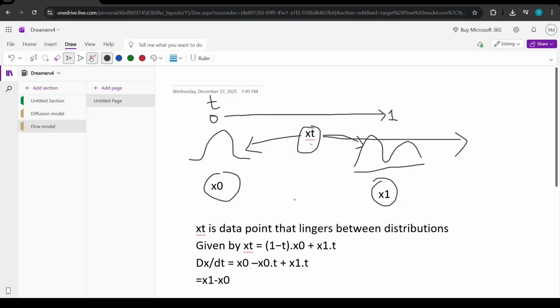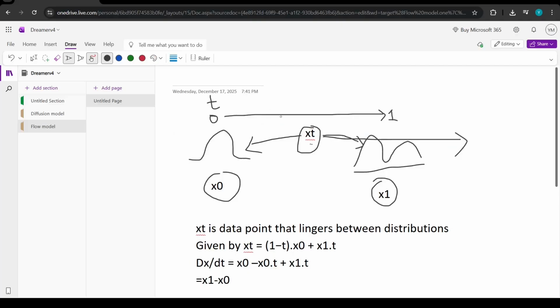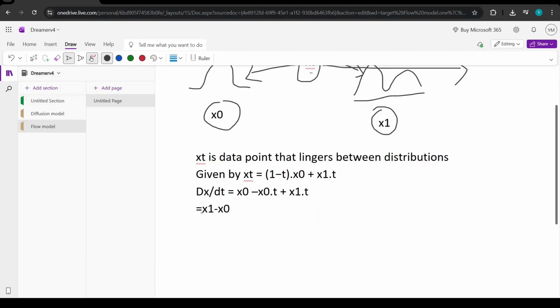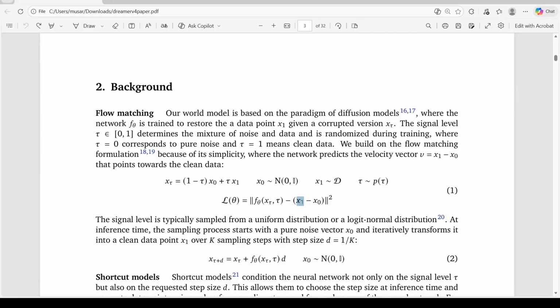And how do we calculate velocity in physics? We know from physics we have dx by dt is equal to v. The same applies here, because this xt is just a position. So we can just differentiate it to get this value. This is just simple differentiation. So we get x1 minus x0. The same thing is used here. So this is our true velocity, and this is what our model will predict. And we use L2, that is MSE, mean squared error, as the loss.